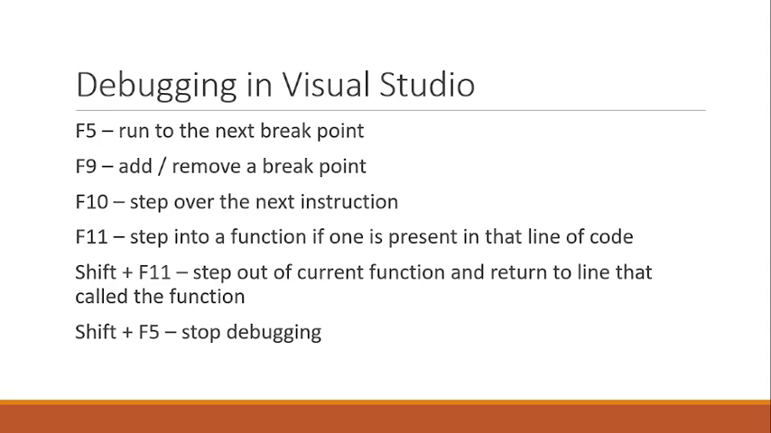A couple of extra ones which aren't obvious but are very useful: sometimes if you're in a function, it might be that you just need to debug the first couple of lines of code just to get reassurance that that particular part of the function is working, and then you want to step out of that function. Shift and F11 runs to the end of the function and returns you to the line that called that function. And the other thing as well is Shift and F5 just stops debugging. It basically shuts down. It's the equivalent of pressing the little stop button.